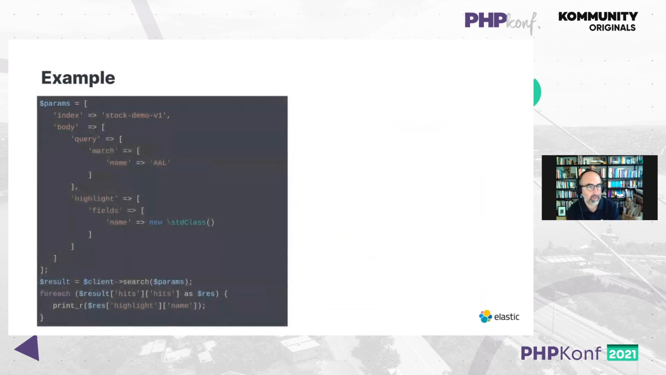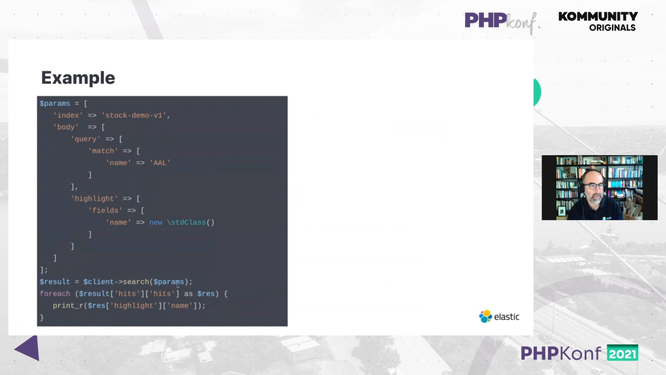How can we perform this? Basically, we need to perform a search again, but we need to specify that we want to highlight. As you can see, the first part of the body is almost the same as we had previously with the query match. We are just matching the name, which is a specific field in the document, with AAL, for instance. And we need to add the highlight parameter here, where we specify which field we want to highlight, the name. And here, this is the example that I mentioned earlier, when you have an empty JSON body, so here we need to have an empty object. So I just created a new standard class.